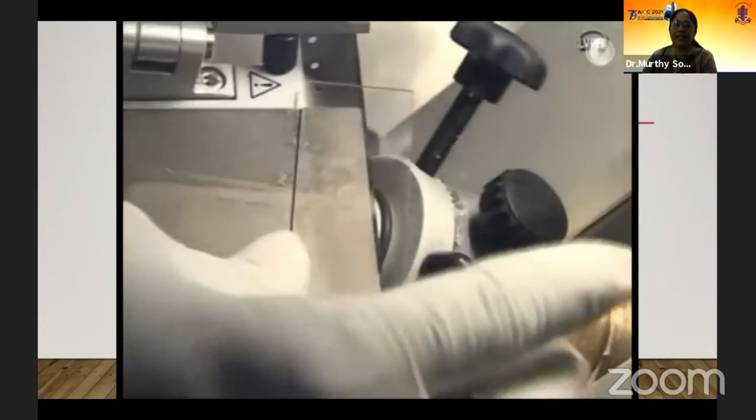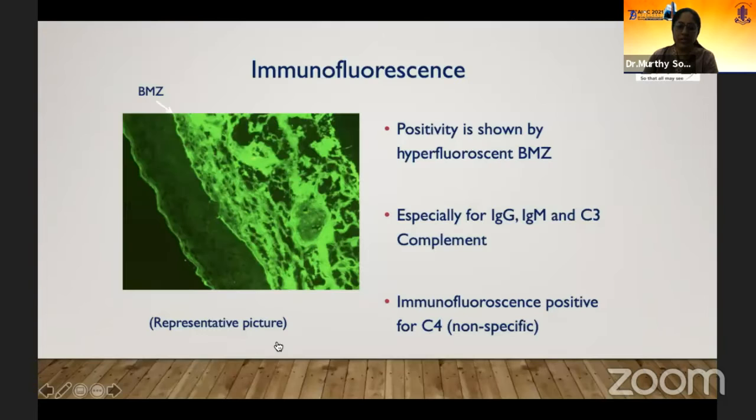And then finally, these sections are mounted on the cover slide, and we can immediately examine this under the microscope after staining for immunofluorescence. So with immunofluorescence, what you get is a representative picture, but we would see very bright staining at the edge of the basement membrane complex, and especially when you use stains for IgG, IgM, C3 and complement, these would be very specific. They would be all highlighted in cases of ocular cicatricial pemphigoid, and that's how you can diagnose it.